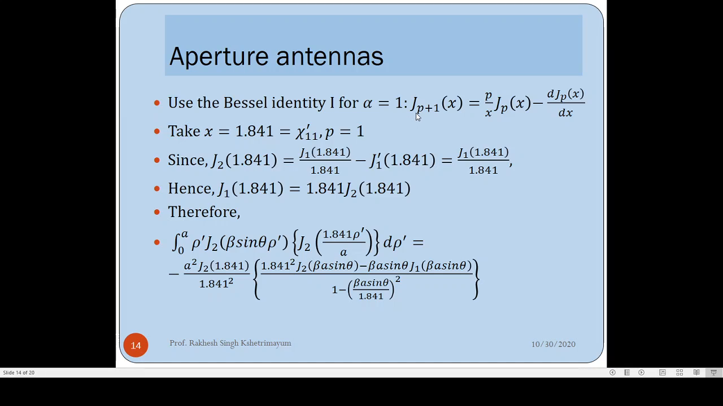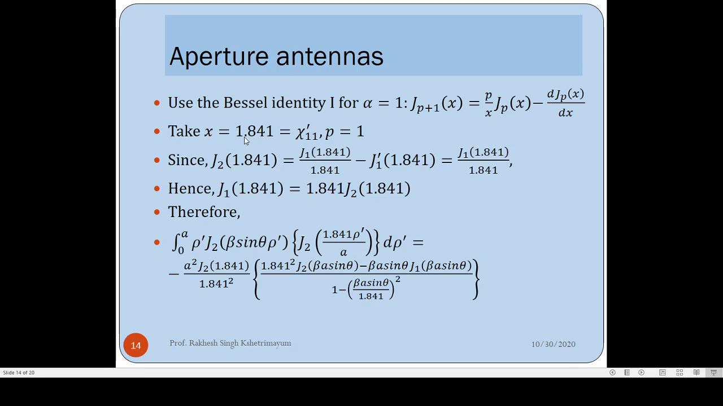So in that case, alpha is 1. So J(p+1) of x is equal to p by x J_p of x minus del by del x of J_p of x. So this is another identity you can get from Bessel identity 1 by putting alpha equal to 1. And you can take x is equal to 1.841, that is psi 11 dash, p is equal to 1. In that case, what happens to this equation here?